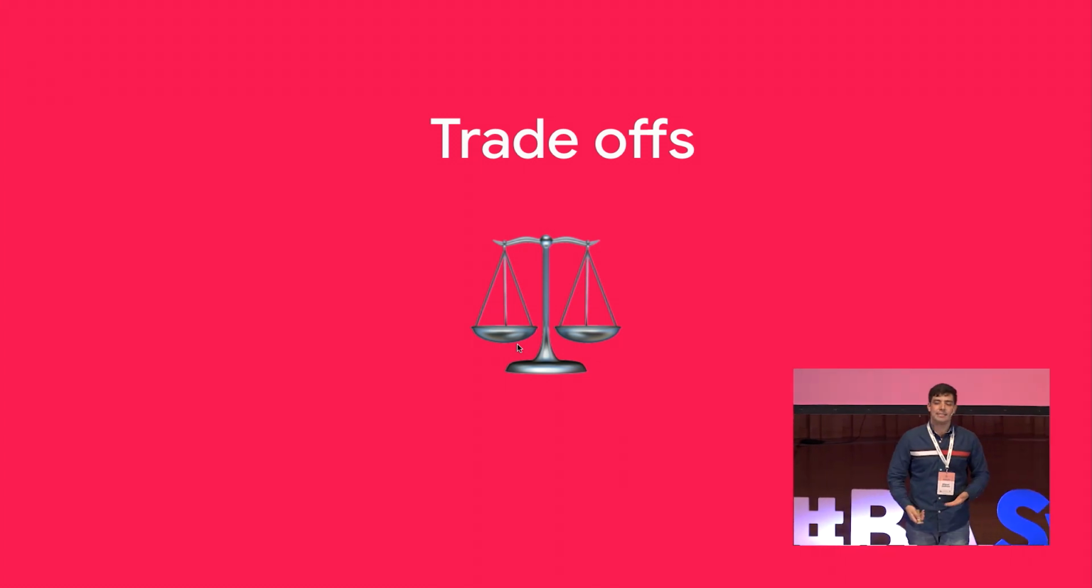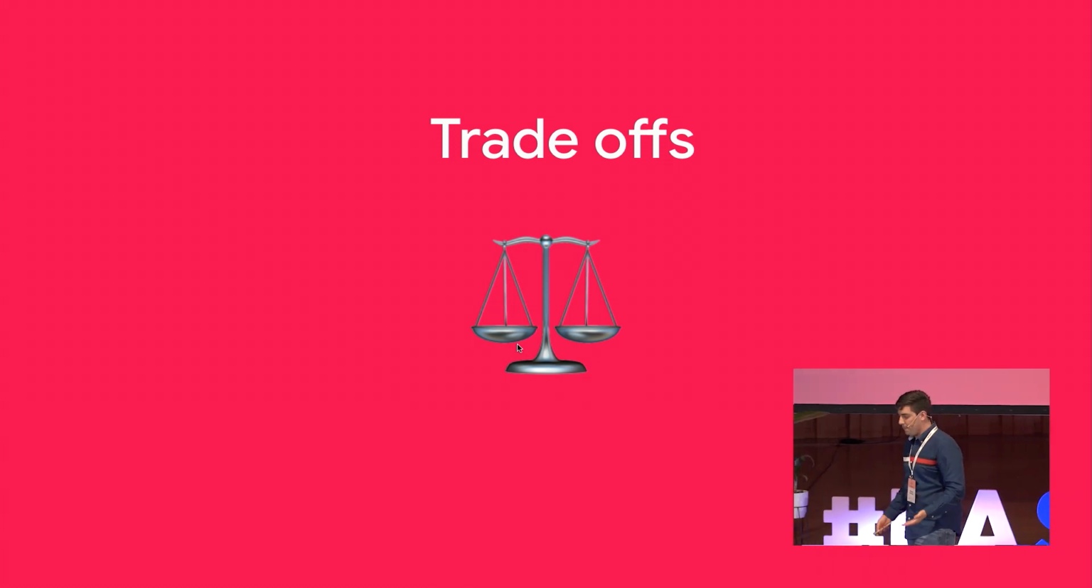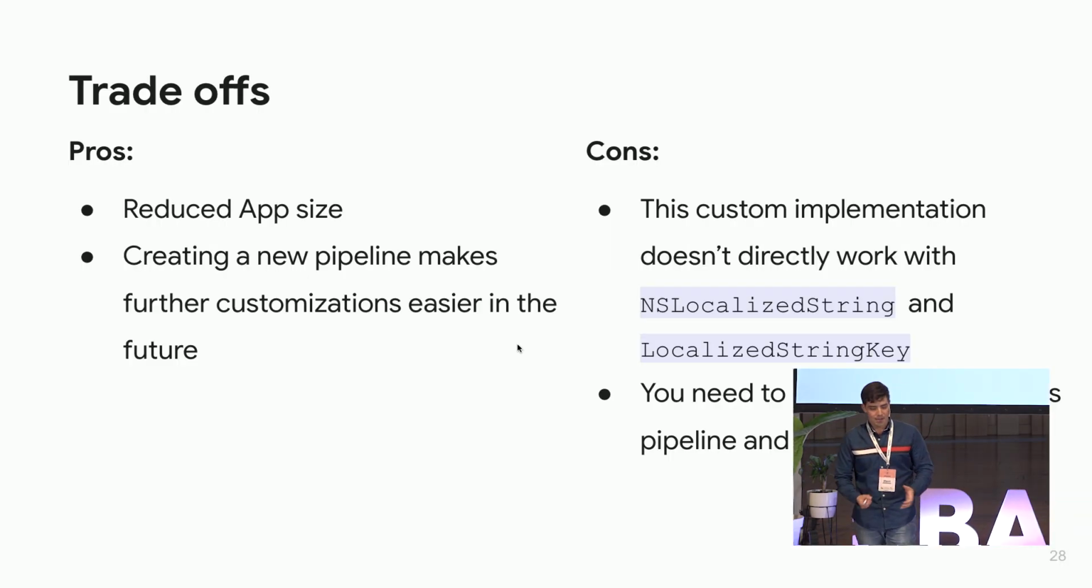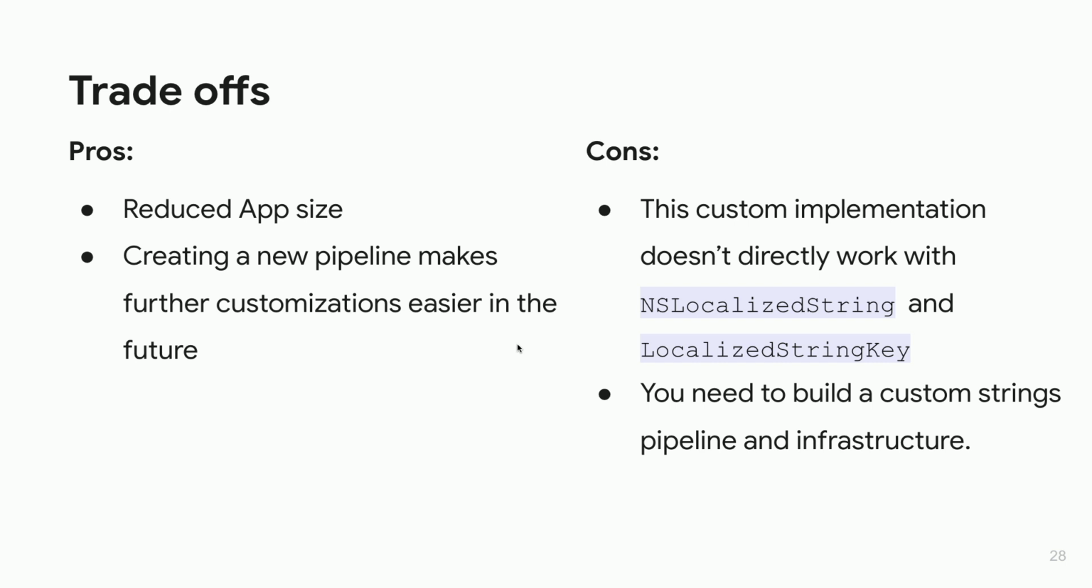And what are the trade-offs? Everything is about finding balance in our app, right? So we have some meaningful trade-offs, and let's review them. So the first one, the pros for us, is reduced app size. So that's pretty good. That's what we were looking for. We wanted to reduce app size, and that's what we're getting.